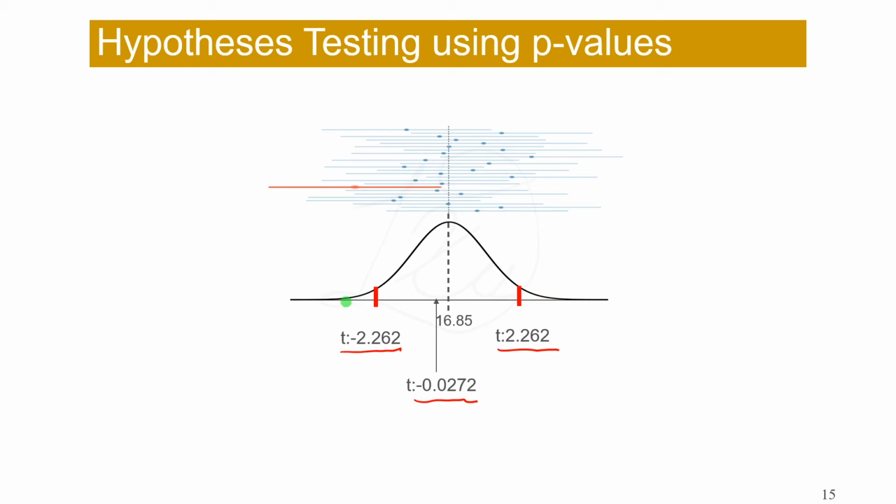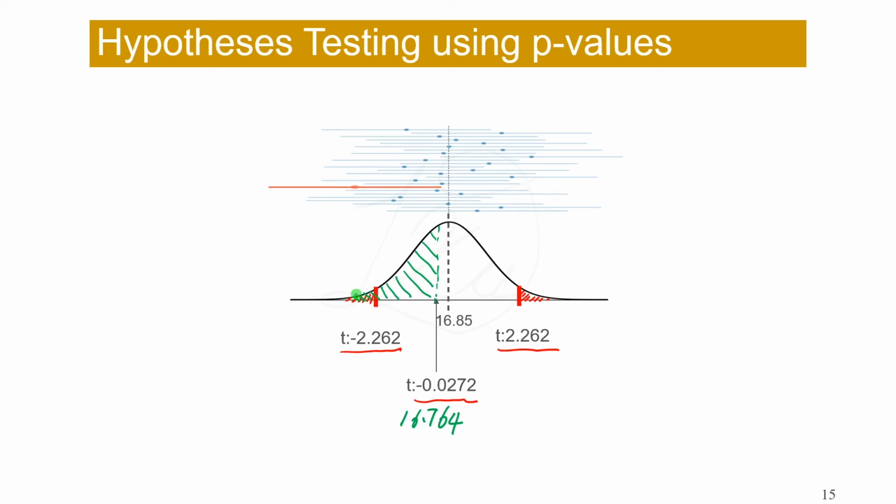Alternatively, instead of comparing the t-value, we can calculate the probability corresponding to the sample average and compare it to the significance level represented by the red shaded area. In this example, the sample average is 16.764, and it corresponds to the t-value of negative 0.0272, and it is here. So the chance of getting this value or less is represented by the green shaded area.